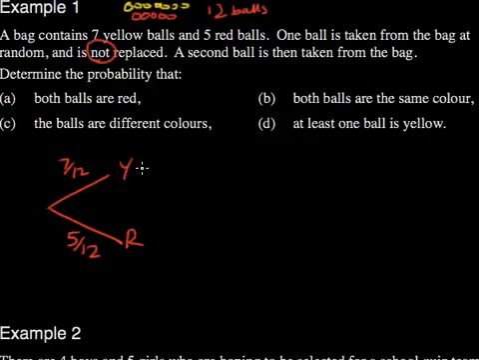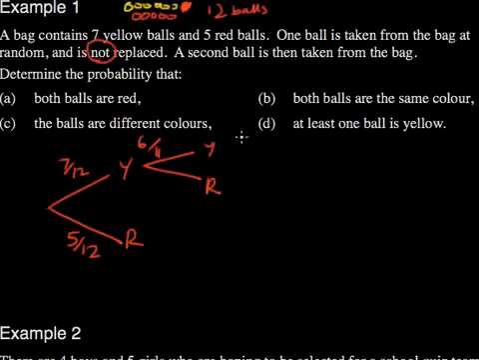If you continued and then you took the second ball out, well, you could have a yellow again, but now this isn't 7 out of 12. The reason is because you have not replaced it. If you take one of these yellow ones out now, you no longer have 12 there, you now have 11. And how many yellows do you have? There are only 6. So the probability now becomes 6 out of 11.